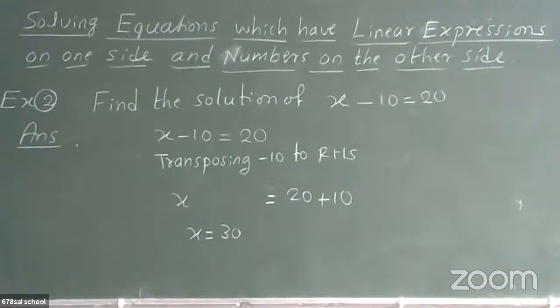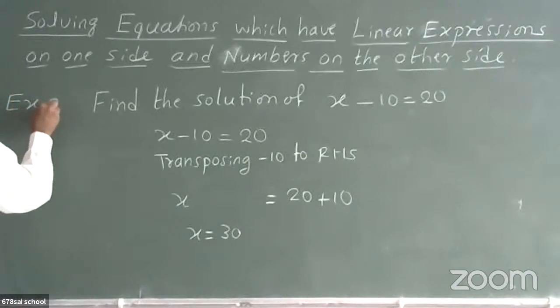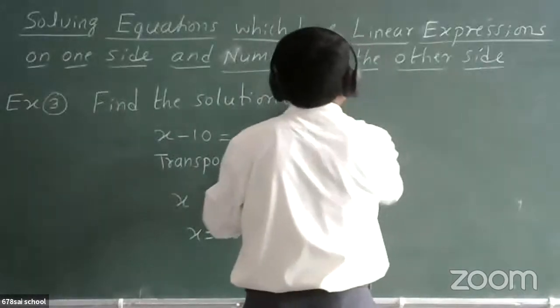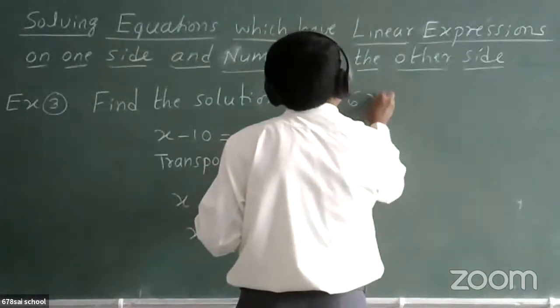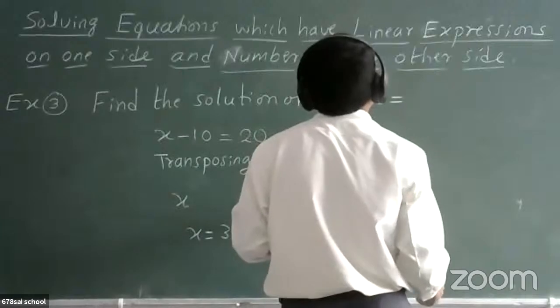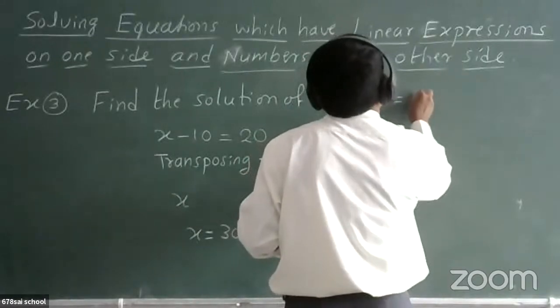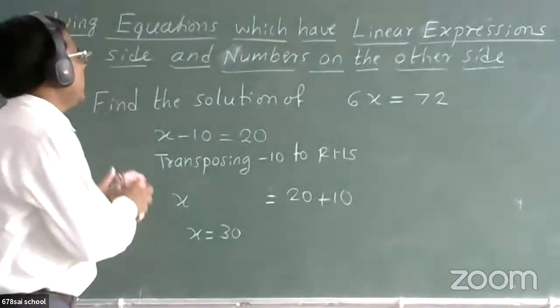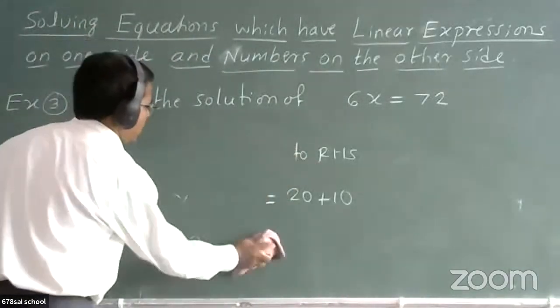Yes, sir. Okay. Third example. Now, example number 3. Find the solution of, I'll write the equation now. 6x equal to 72. We have to find the value of x. What should I do now?